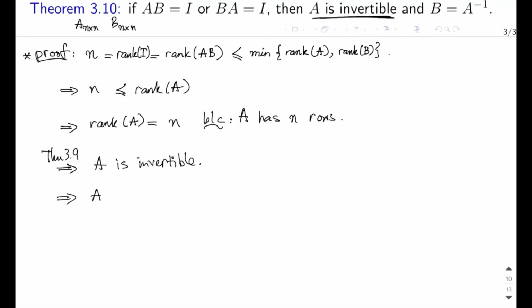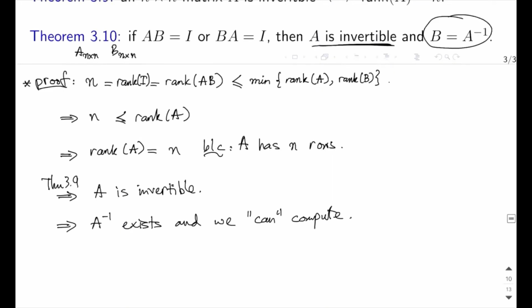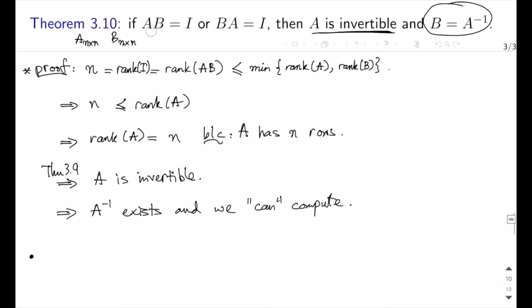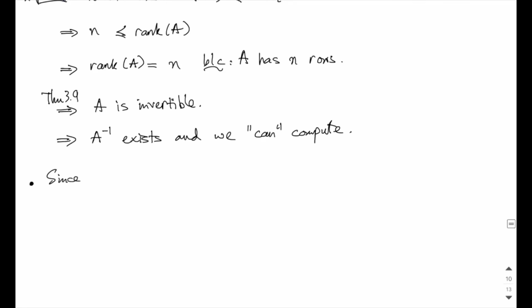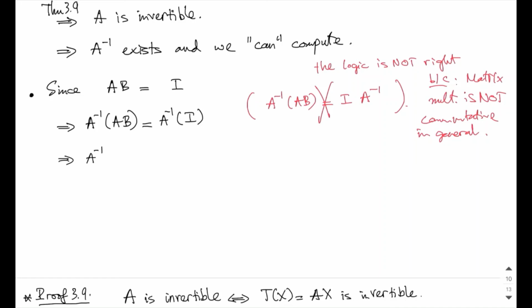A is invertible means that A inverse exists. Now our next job is to prove that B is in fact the inverse of A. In order to see that, we'll start with the fact that AB equals I, right? This is what we have. So since AB equals the identity matrix, we can multiply A inverse to the left of the matrix on the left and multiply A inverse to the left of the matrix on the right. Pay attention to the order here because matrix multiplication is not commutative. So if you ever write something like this, the logic is wrong because matrix multiplication is not commutative in general. By the associativity of matrix multiplication, we can multiply the first two matrices before we multiply B, right?